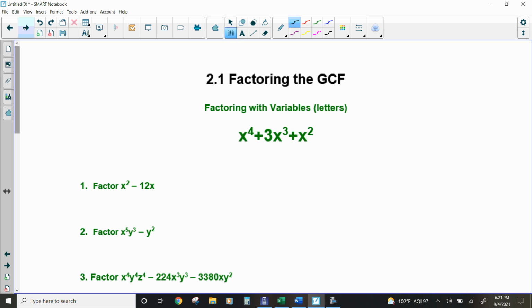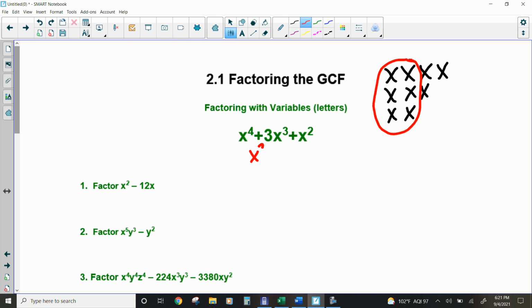So let's take x to the 4th. X to the 4th just means that there's 4 x's altogether. X to the 3rd means there's 3 x's altogether, and then x squared means there's 2 x's altogether. So the number of common x's is going to be 2. Every single one of these has 2 x's in it. So we can pull out the 2 x's. So we would pull out x squared.